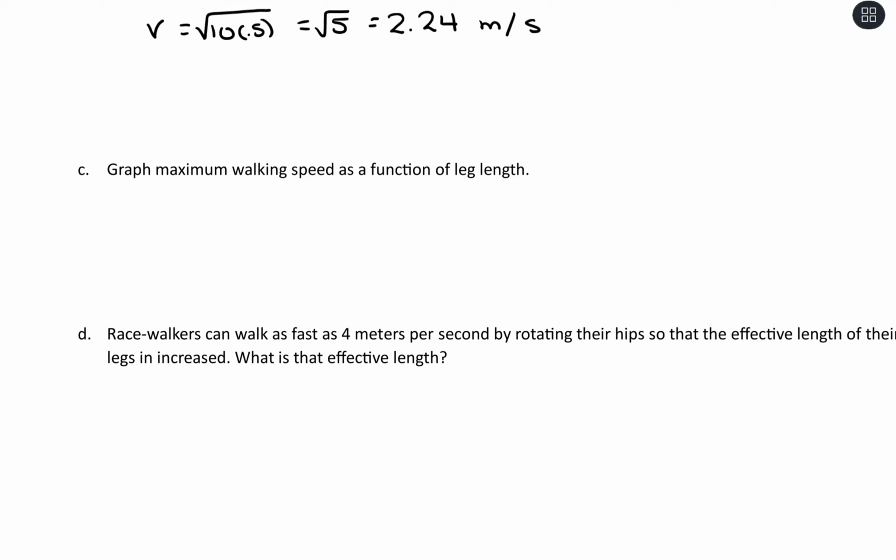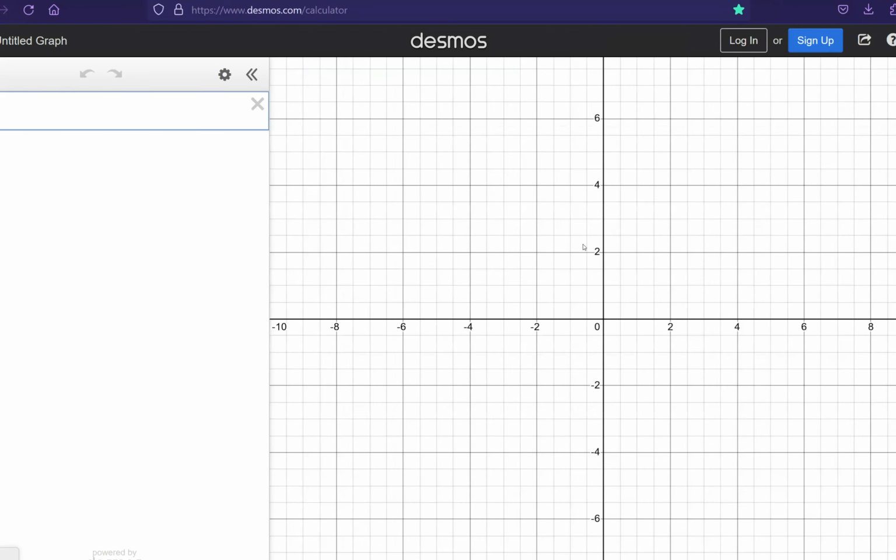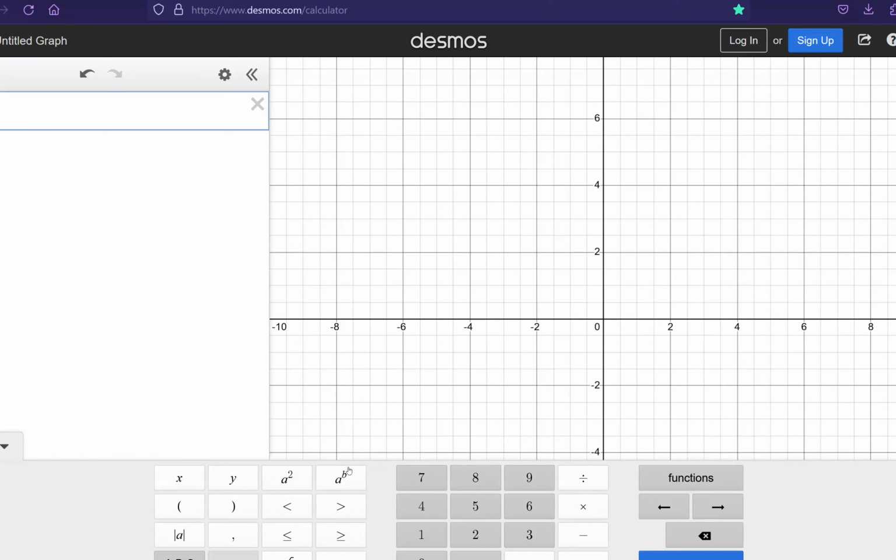So graph maximum walking speed as a function of leg length. And what I'm going to do is go ahead and do this in Desmos so that we can just look at a nice picture of it. So I'm going to grab our Desmos graphing calculator and we're going to graph the square root of 10 times x. So square root, you can grab the square root symbol from the keyboard down here at the very bottom.